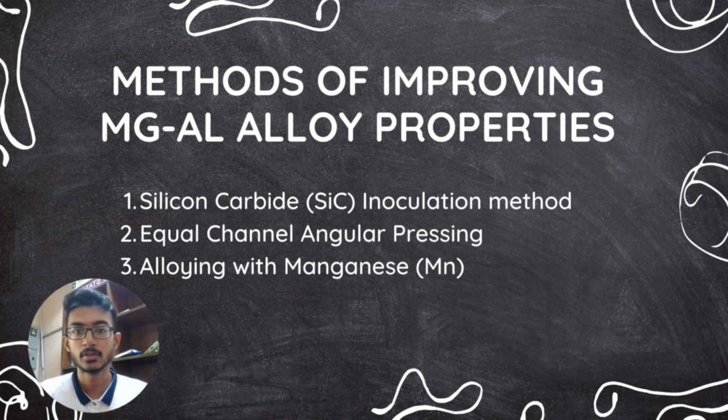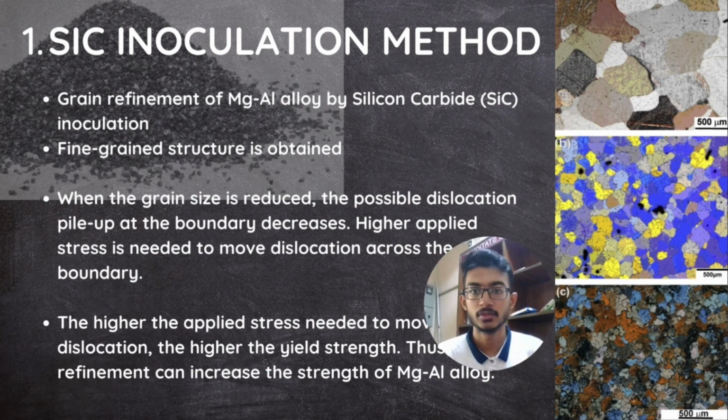Okay, there are a few methods to improve the properties of magnesium aluminum alloy. Let's look into them one by one. Okay, the first method is known as the silicon carbide inoculation method. So this is basically a grain refinement process of magnesium aluminum alloy using silicon carbide. So the aim is to obtain fine grain structure.